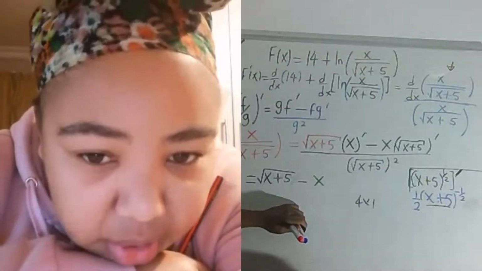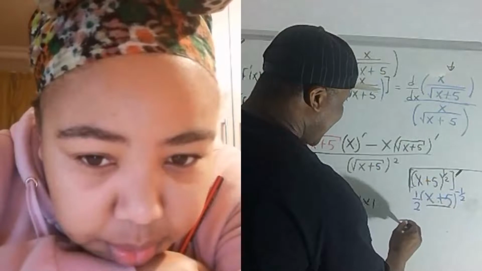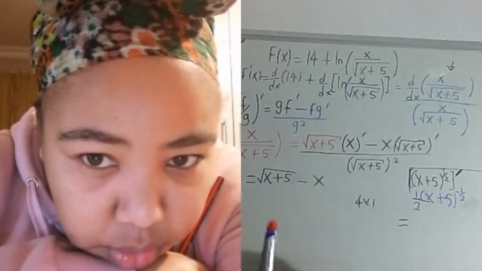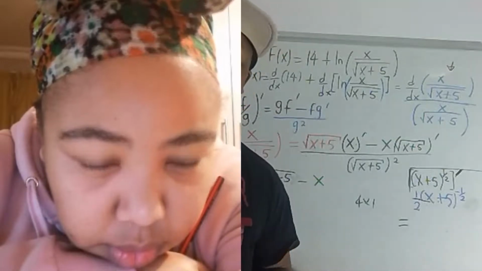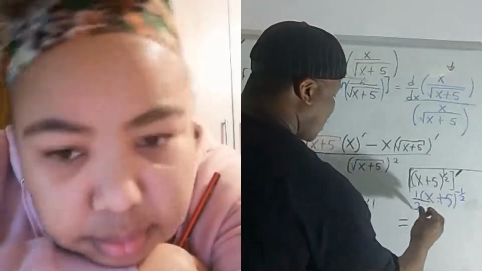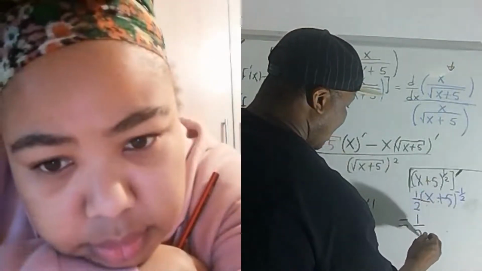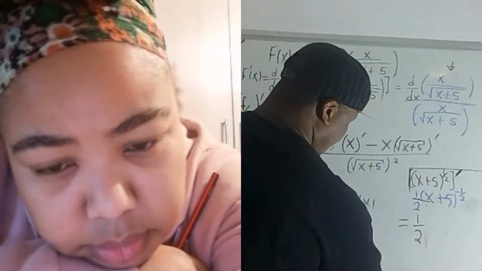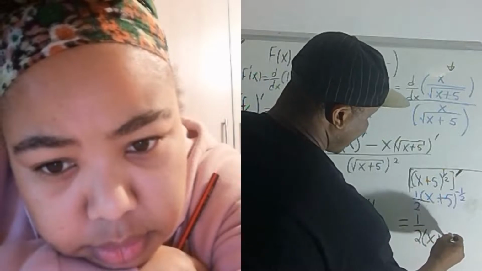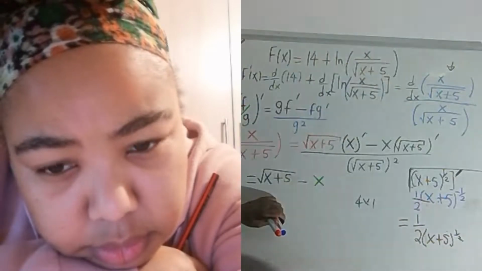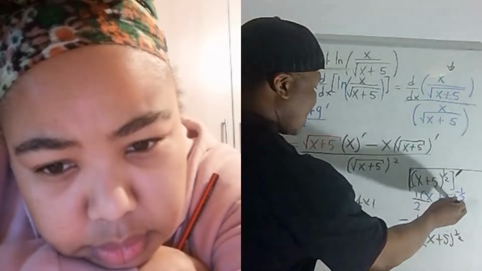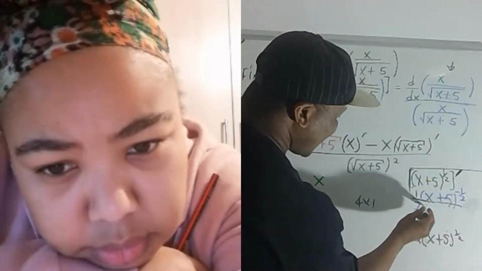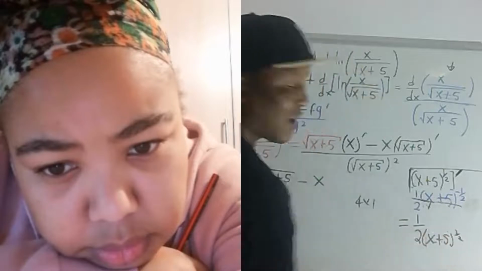So we have a half. Now we cannot leave it like that. Remember, whenever we have a negative power, we don't want to leave it like that. We must reciprocate, so this is going to go to the bottom. So it's going to be 1 over 2, times x plus 5 to the power a half, because all this went to the bottom. So it's 1 on top, and this one to the bottom means it's with the 2, with the 2 times x plus 5 to the power a half.